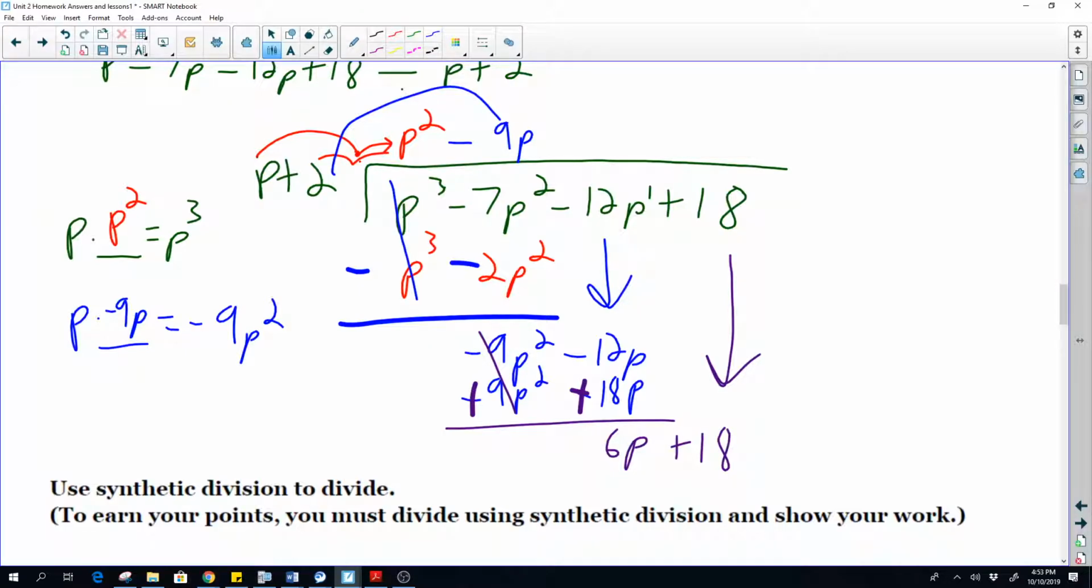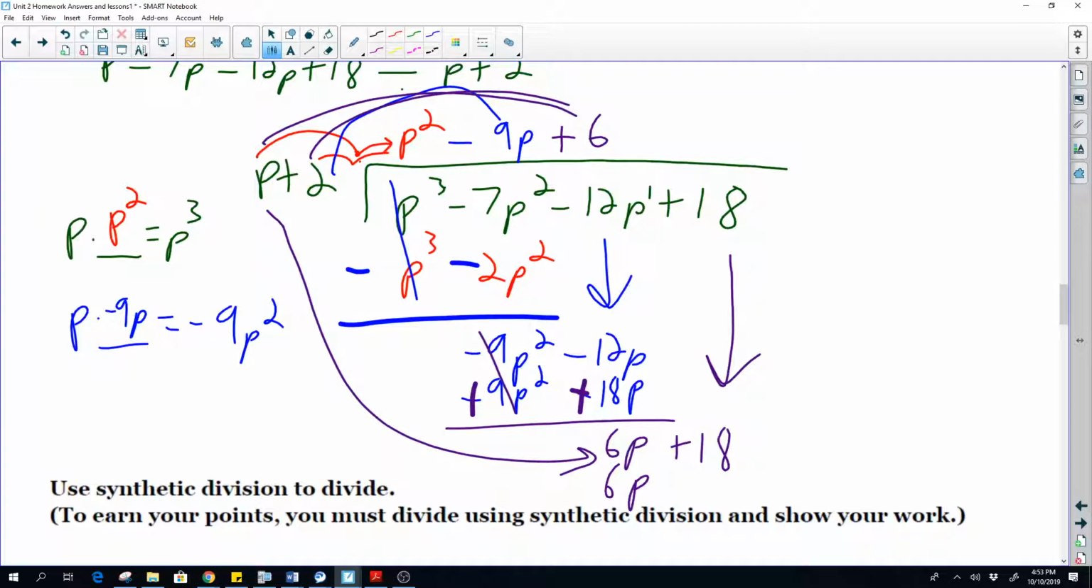Now how does p become a 6p? So we have to times it by 6, right? So we're going to times it by a positive 6. So p times 6 is 6p. And 2 times 6 is 12. So close. So we go negative, negative. And so then, excellent, we get 18. Oh, wait. Yep, change the signs. So 18 minus 12 is 6. So that's going to be our remainder.